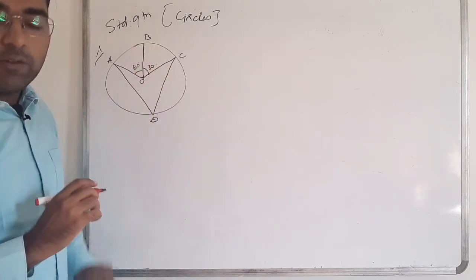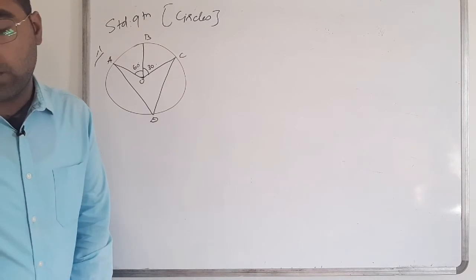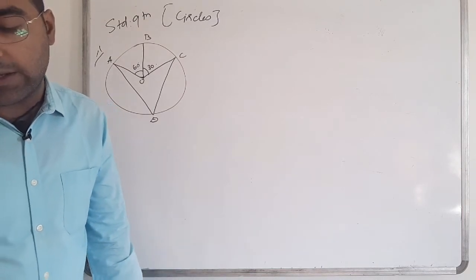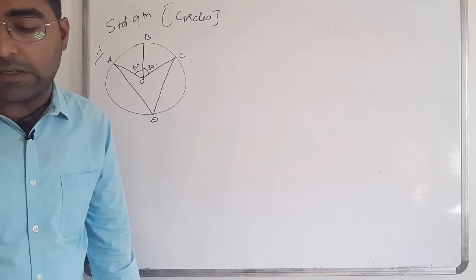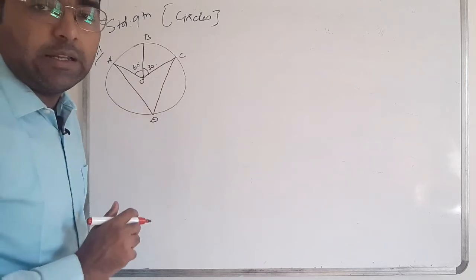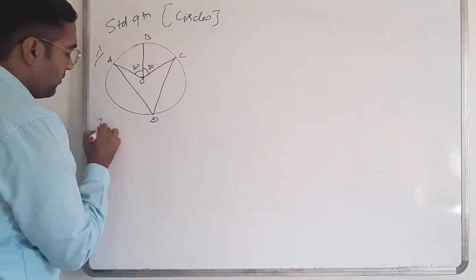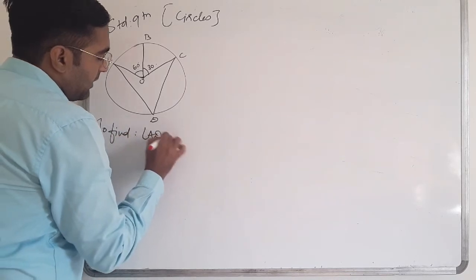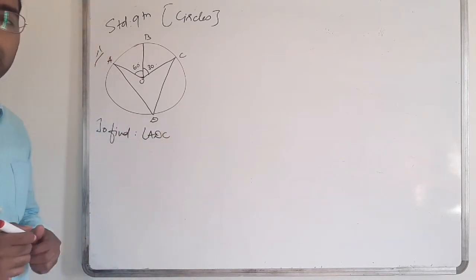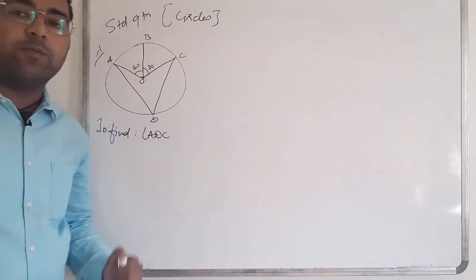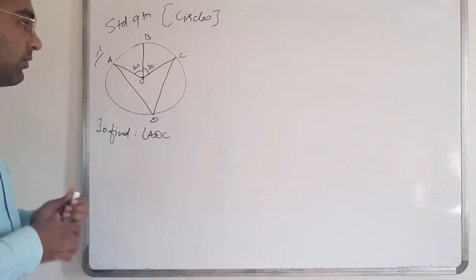Okay, so we need to find: if D is a point on the circle other than on the arc ABC, find angle ADC. We need to find angle ADC. Clear that? So for ADC, first of all we have to start the solution.